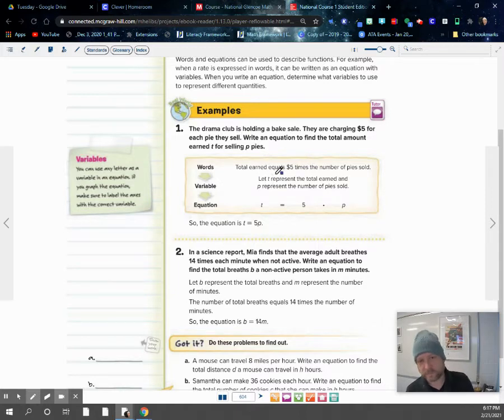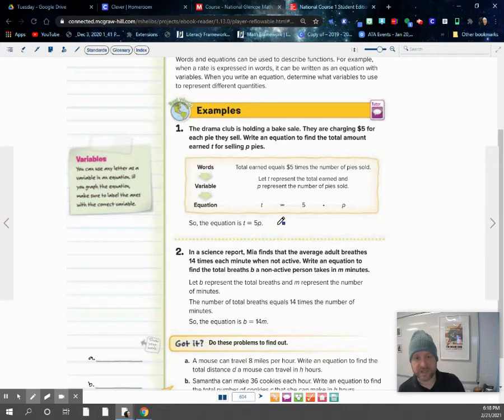So the number of pies that we're going to sell, that would be P, and then T would be the total amount earned from selling the pies. So in words, I would say that the total earned equals 5 times the number of pies sold, or $5 times the number of pies sold. So my answer for T will be in dollars. And then for my variable, I would let T represent the total earned and P represent the number of pies sold. So to write that out as an equation, here we have T equals 5 times P.